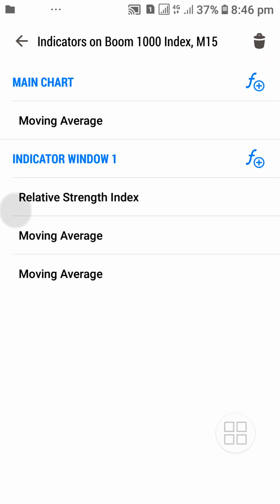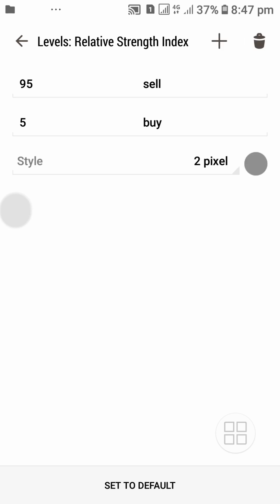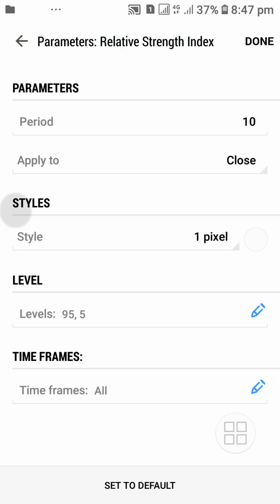So done. The next we are using, for the indicator window 1, is the relative strength index, the RSI. The period is 10, apply to close, and the style we are using is the color of our background. All right, the color of your background, that's what you're using. And the levels are these. We want to sell from level 95. We want to buy from level 5. All right, so I'm done with this.